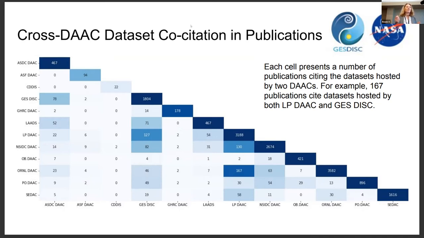So it is interesting to see how the DACs are co-cited in the papers. Why? Because when researchers use data sets from different DACs, they have to learn tools developed at each DAC. So we are talking about interoperability. And these numbers tell us data from different DACs are co-cited.